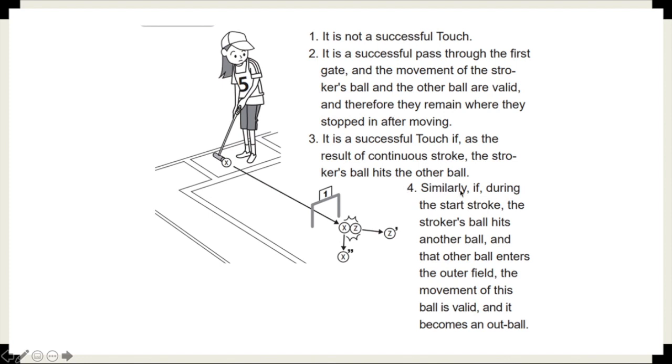And it says, similarly, if during the start stroke, the stroker's ball hits another ball and that other ball enters the outer field, the movement of this ball is valid and it becomes an out ball. And that just goes back to dot point 2 there, that they are all valid moves. So should ball X strike ball Z and ball Z becomes an out ball, ball Z is an out ball. It does not come back, it is just standard play.